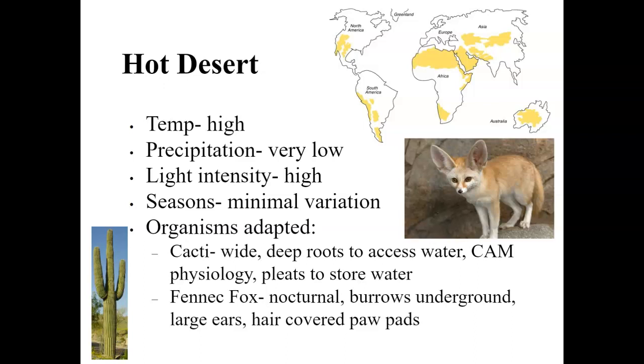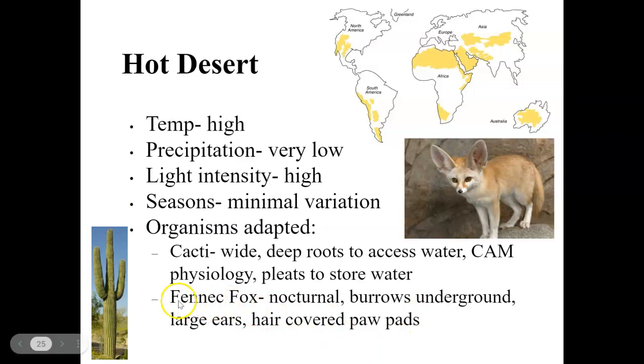Cacti are well adapted to being able to live there. They have very, very deep roots. They also tend to be kind of wide in their root system, and this allows for them to have good access to water. They can also store a lot of water year-round so that when it's dry, they don't die. They often have pleats that will expand to help them store water. And then, of course, they have CAM physiology, which, remember, means their stomata are closed all day and open at night to exchange the gases, allowing them to store carbon dioxide for longer periods of time.